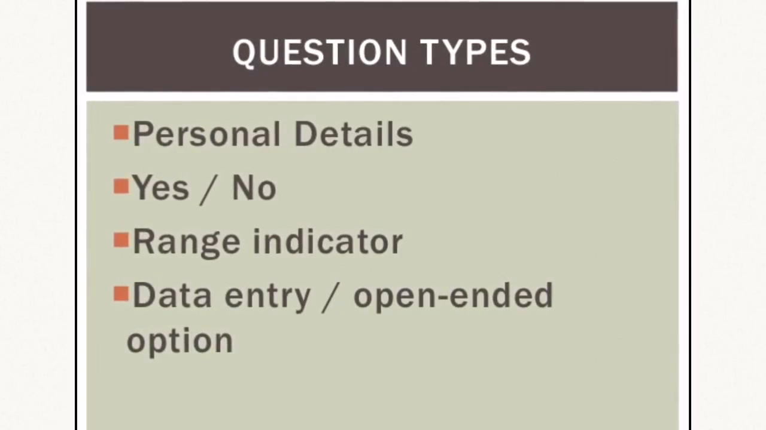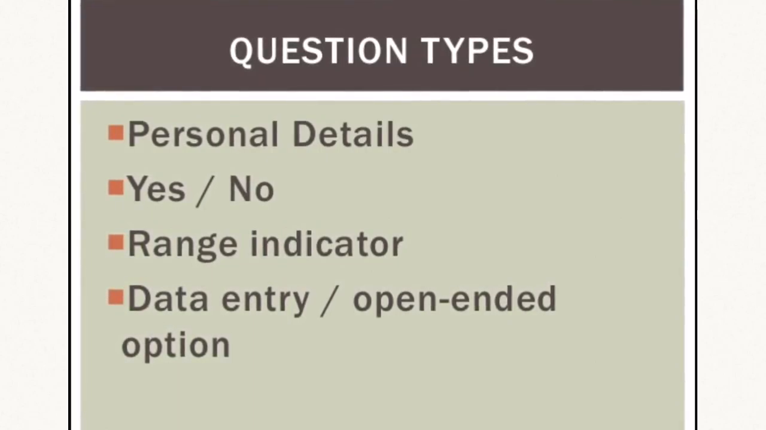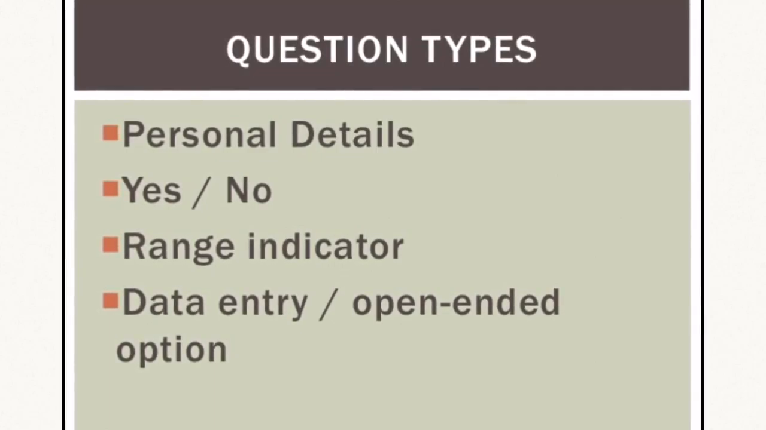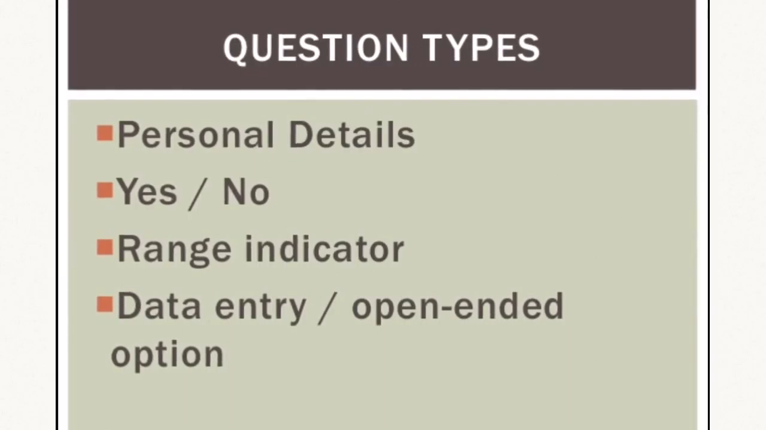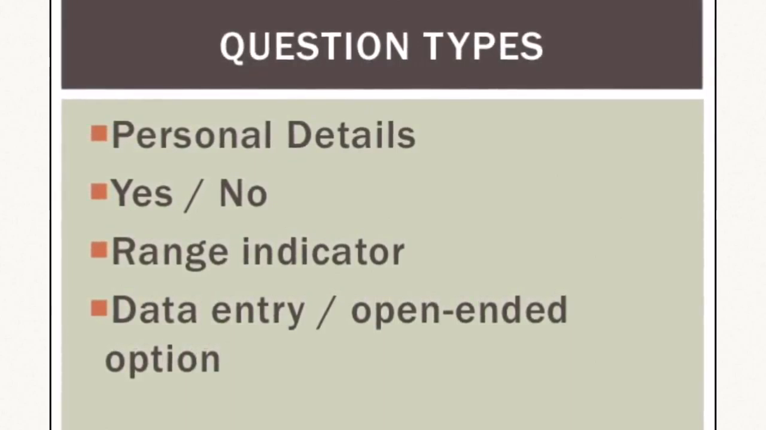Now, for this particular sharing, I will only look at 4 general question types that we would need the students to consider when they are setting up their surveys. First and foremost is personal details. We need an area for that. Second one will be a solid yes/no answer. Third one will be range indicator. And then finally, we will look at the data entry open-ended option for question types.